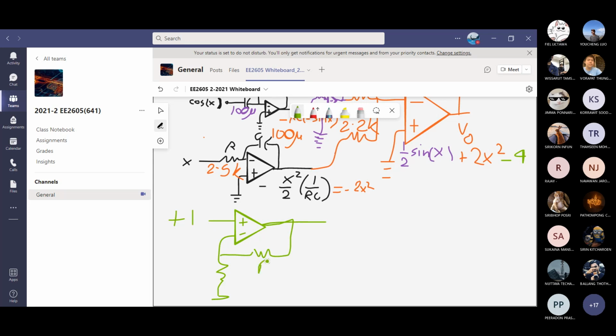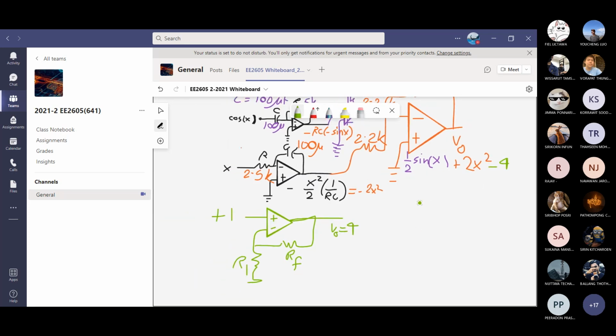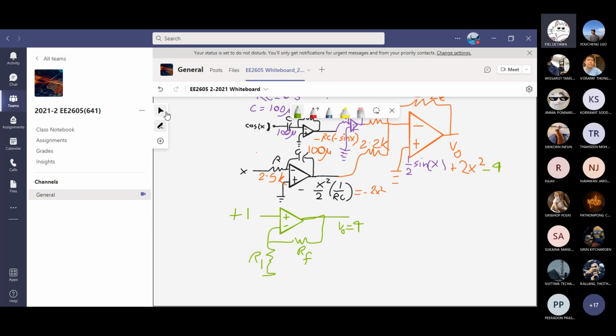Okay, this is RF feedback. This is R1. You want to get here V out equals 4 volts. What should be the ratio of RF to R1 in the green circuit?